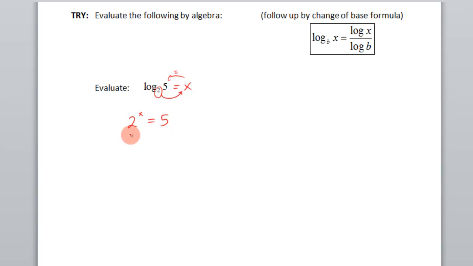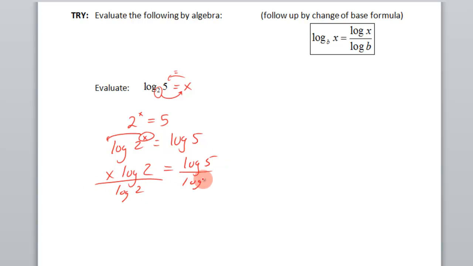I take the log of both sides. I'm going to choose base 10. Log base 10 of 2 to the x equals log base 10 of 5. Power rule. x times log base 10 of 2 equals log base 10 of 5. Divide both sides by log base 10 of 2. And I have x equals the log base 10 of 5 divided by the log base 10 of 2. And that's exactly the same thing I would have if I did the change of base formula. I have the log of what we're taking the log of, log of 5, base 10 I choose, over the log of the base, over the log of 2.